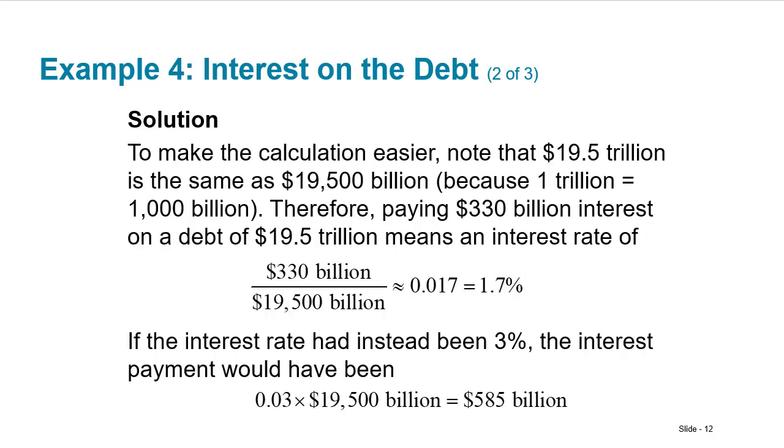All right. Well, let's see what we got. To make the calculations easier, let's note that 19.5 trillion is the same as 19,500 billion, right? Because 1 trillion equals 1,000 billion.